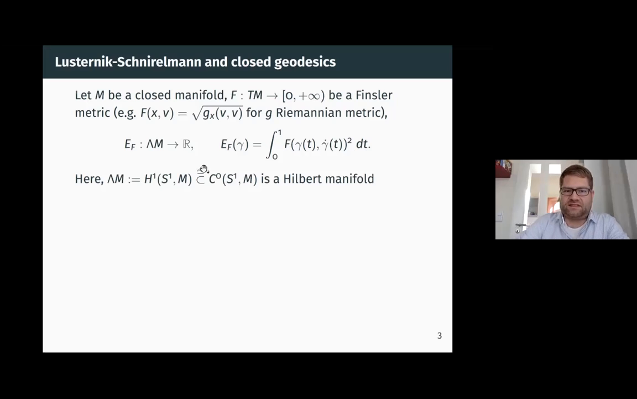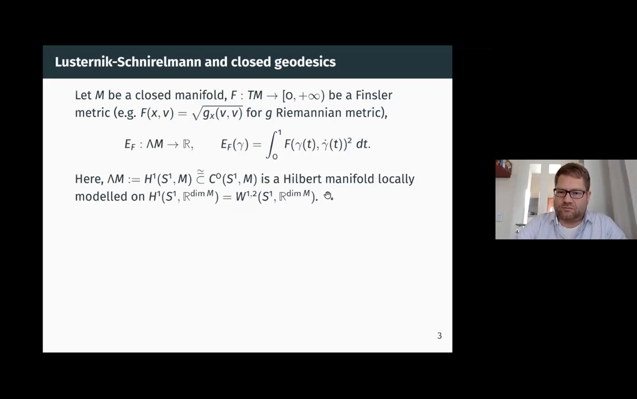So this space Lambda is sometimes also denoted by H1(S1, M). This is a subspace of the space of continuous loops, so of the free loop space, which actually has the same homotopy type as this, and this is a Hilbert manifold. And actually, you can use this as a black box. This is a Hilbert manifold model for the free loop space of a closed manifold.